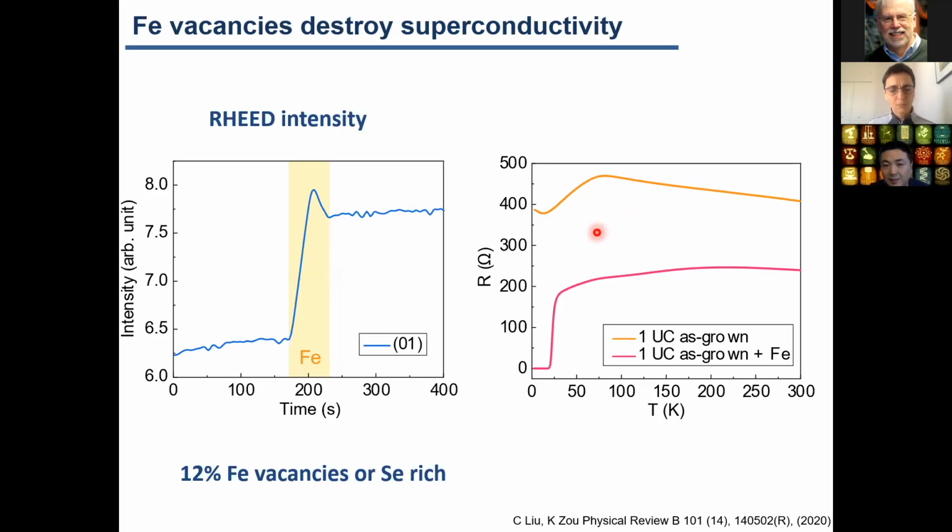Immediately after we add the 12% of iron, we can do the transport measurement and find that the film changes from a non-superconducting film to a superconducting film immediately. So it seems that these as-grown films always have about 12% iron vacancies, or 12% or more selenium. So in contrast to what theory suggests, the film tends to stay selenium rich, and adding iron, or filling the iron vacancies, can immediately make this sample superconducting.